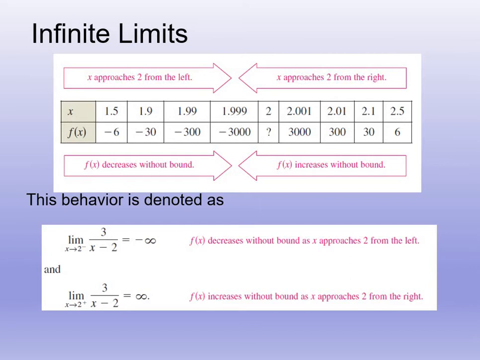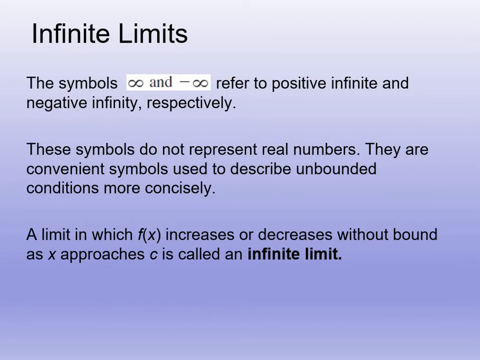So we can write it as the limit of 3 over x minus 2 as x approaches 2 from the left, that's the superscript negative, is negative infinity. And then we can write the other half: the limit of 3 over x minus 2 as x approaches 2 from the right goes to infinity. It increases without bound. So that's how we're going to denote those.